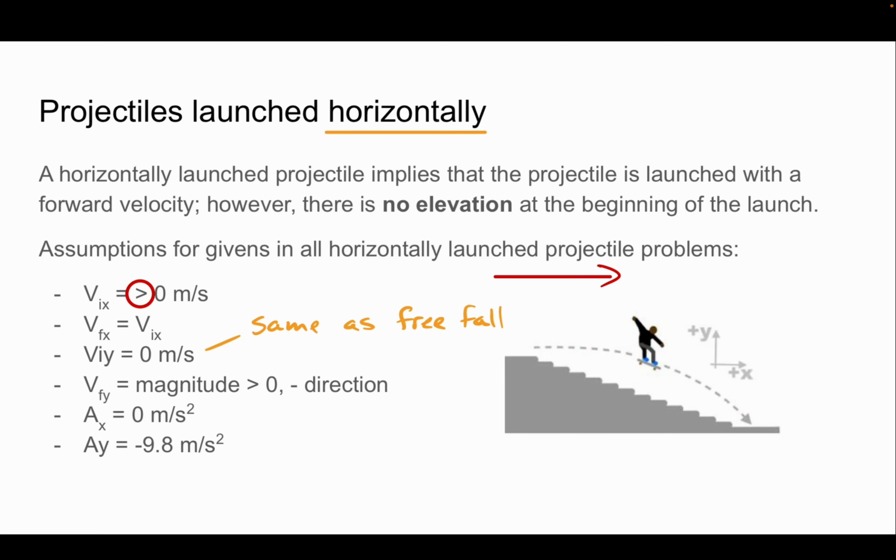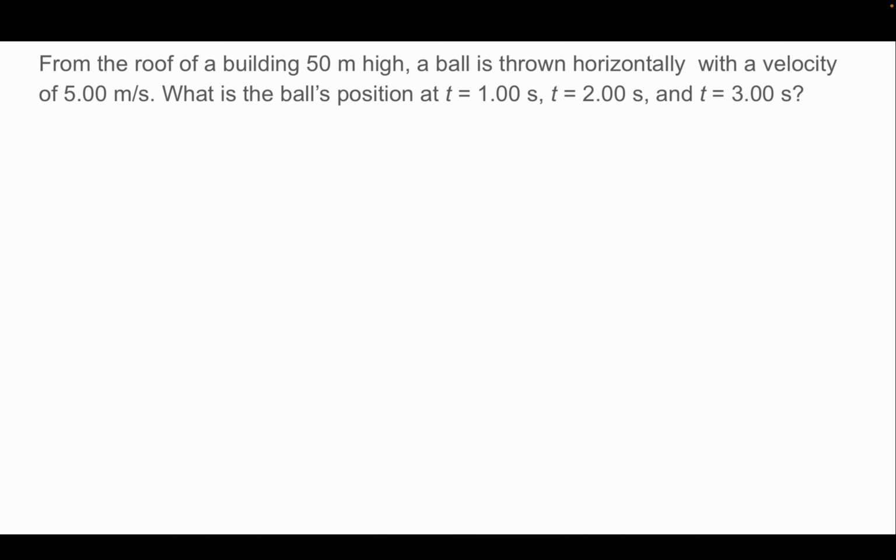Okay? So when we look at this, let's look at an actual problem here. From the roof of a building that is 50 meters high, a ball is thrown horizontally with a velocity of 5 meters per second. What is the ball's position at t equals 1 second, t equals 2 seconds, and t equals 3 seconds? So these are three tiny little calculations, right? So we're looking for a few things here.